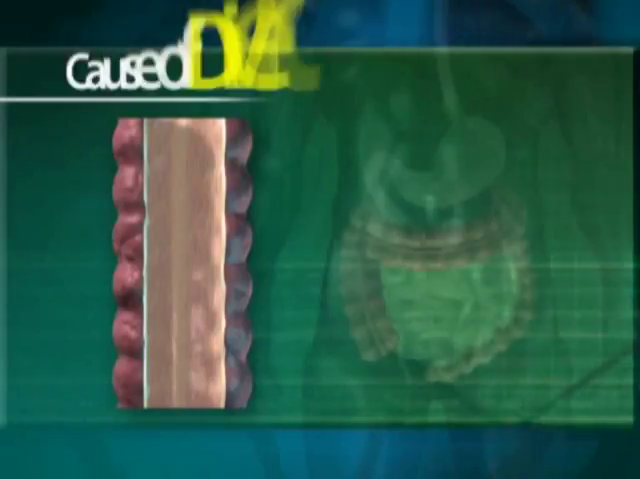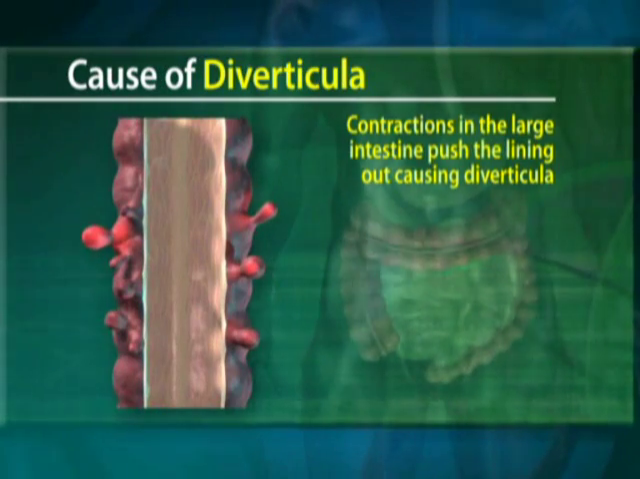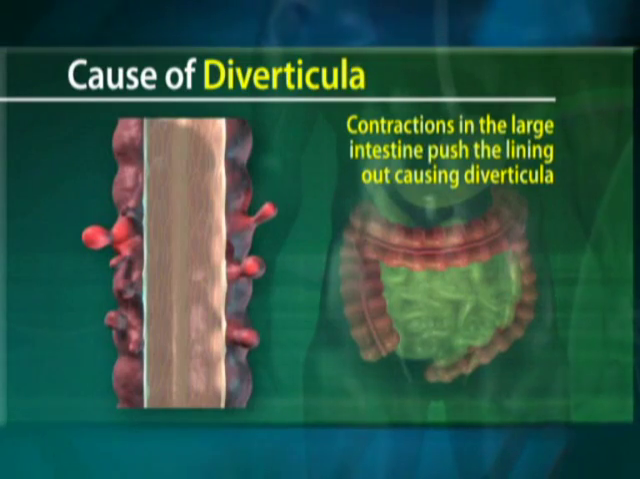A diet low in fiber can lead to small, hard stools that are difficult to pass and require more pressure to push them through the large intestine. Over time, these vigorous contractions in the large intestine push the inner intestinal lining outward, causing diverticula. Now, the last condition we'll discuss is constipation.